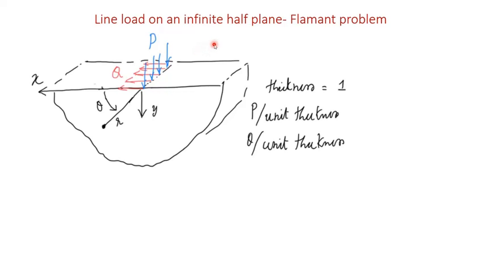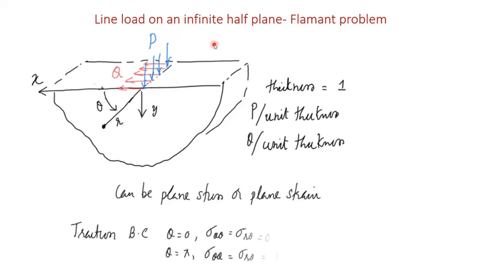Now we will try to solve for the stress field in this case. It can be either plane stress or plane strain. What are the boundary conditions for this problem? On theta equal to 0, sigma theta theta and sigma r theta are 0 except for the point r equal to 0. Similarly, on theta equal to pi, sigma theta theta and sigma r theta are again 0 except for the point r equal to 0.